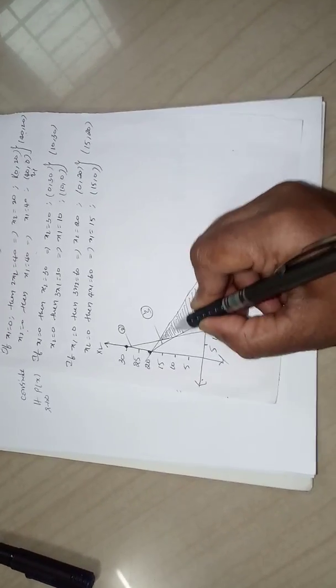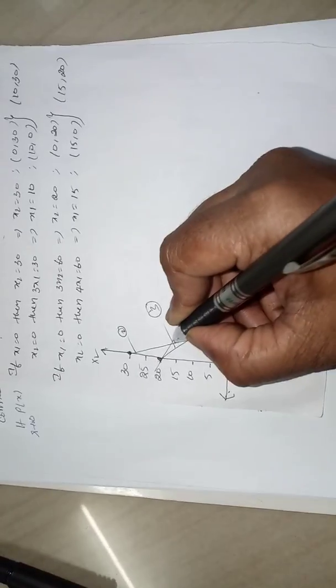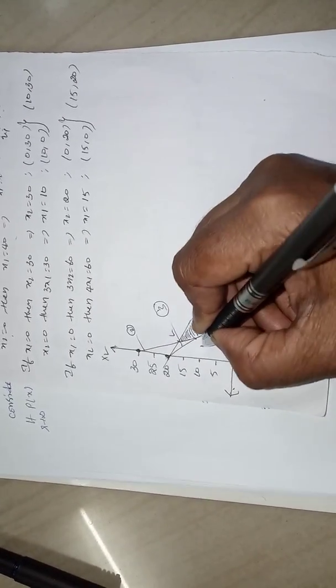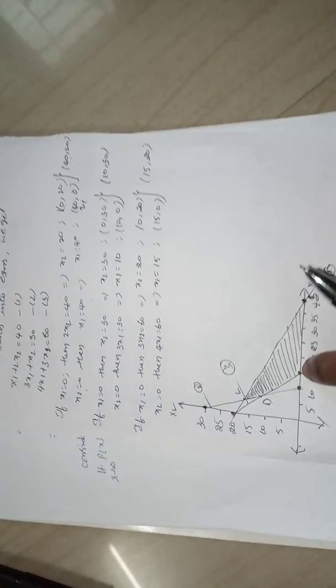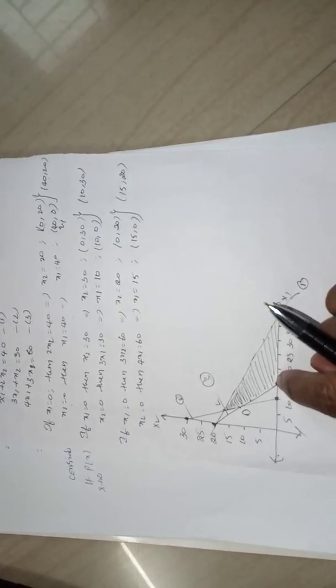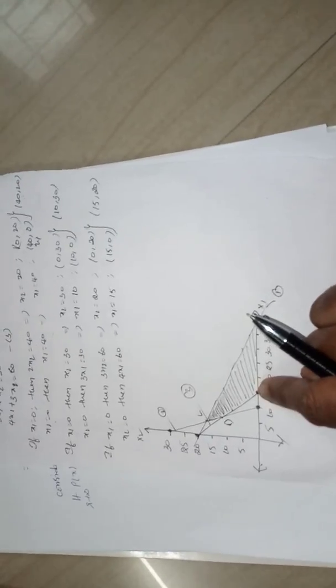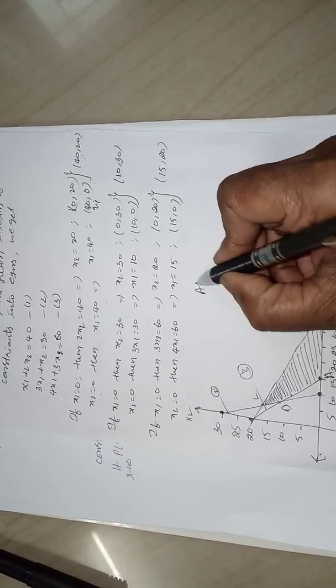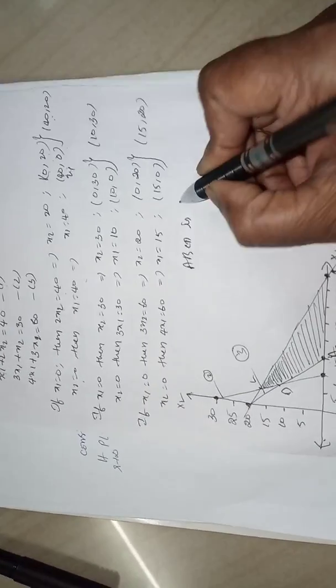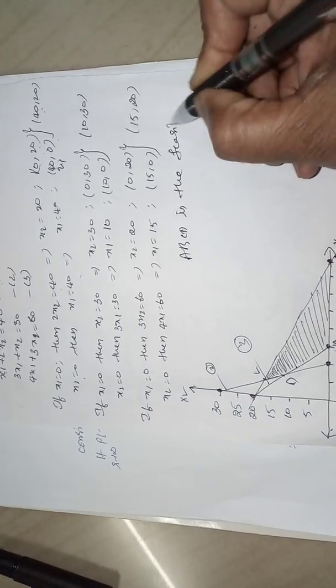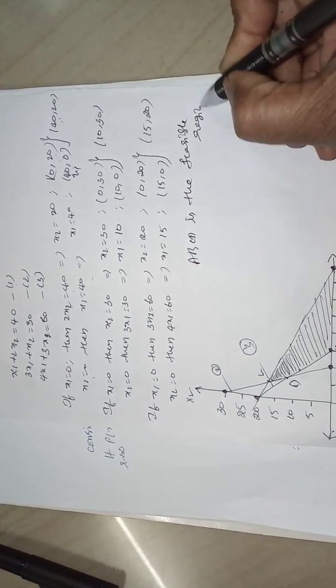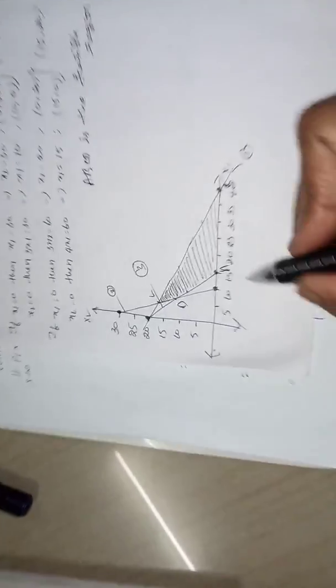This is the feasible region. The starting point is A, B, C, D. A, B, C, D is the feasible region. And then at the point A, what are the values that are available?